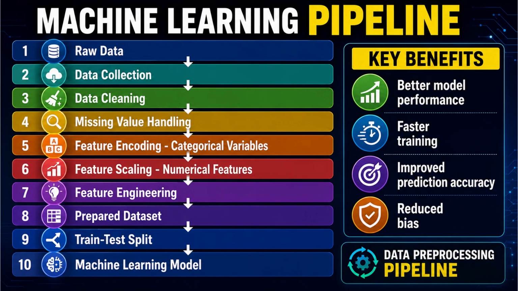Now the pipeline is: you have raw data, you do the data collection, data cleaning, missing value handling, feature engineering, feature scaling, feature encoding, and then you have a prepared data set. Then you have the split of the data set, and finally you give it to the model. The benefits are better model performance, faster training, improved prediction accuracy and reduced bias. So this is the data preprocessing pipeline.